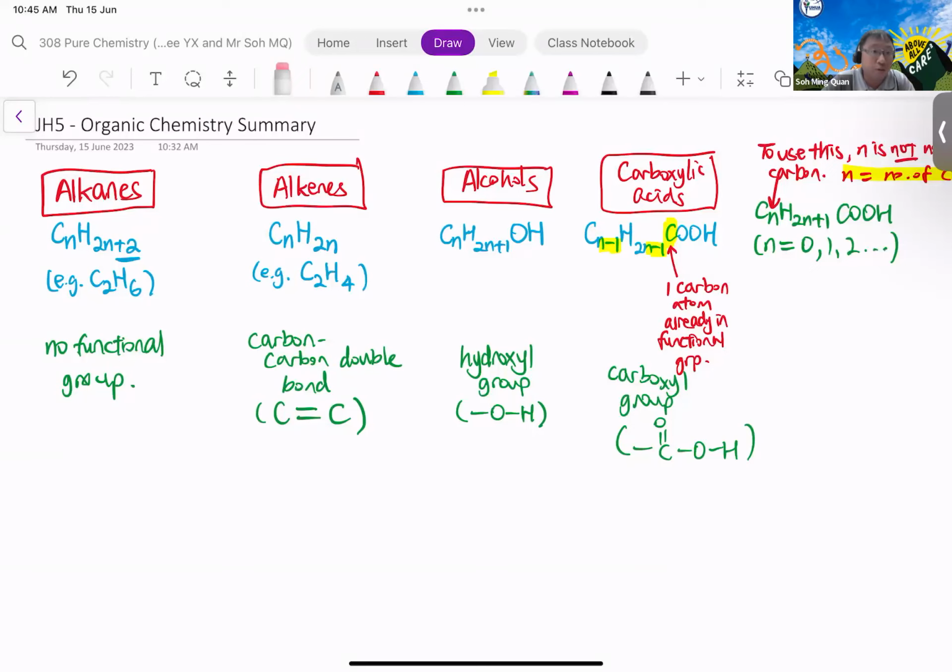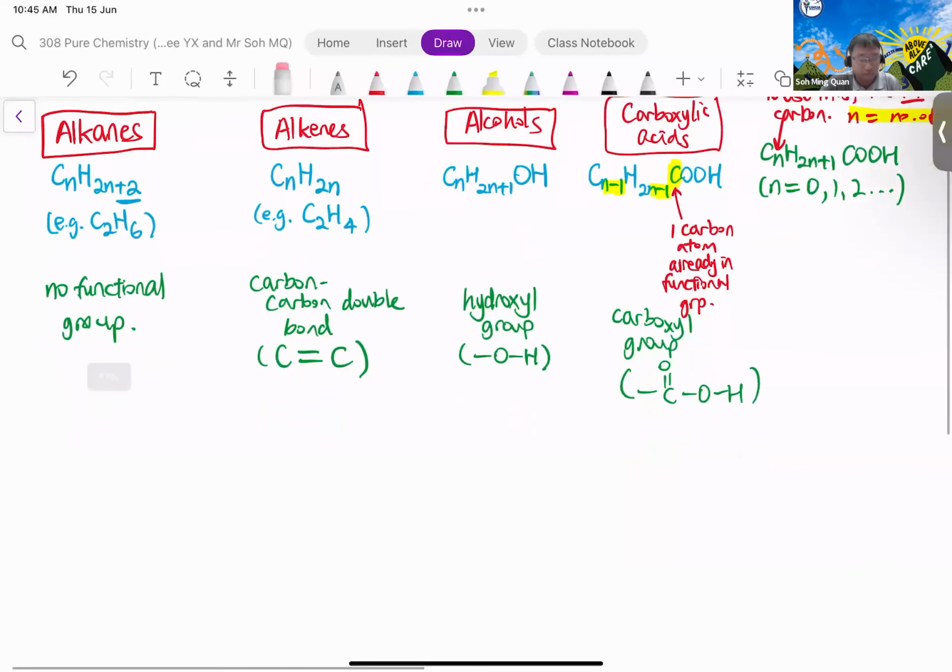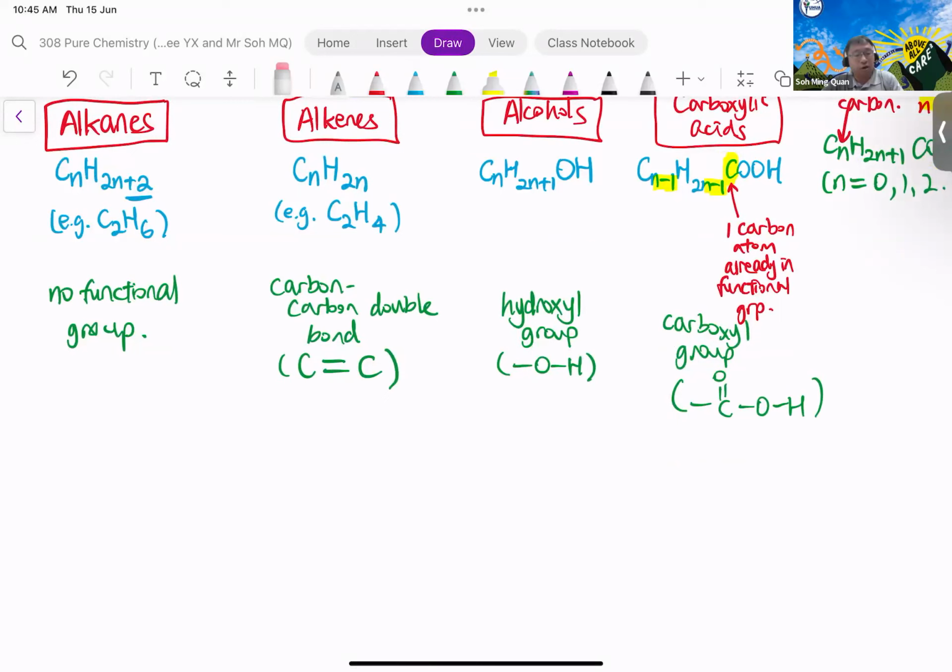Okay, so we have finished the general formula and the functional groups of these homologous series. So now we're going to move on to a few more things before we go on to the reactions. So based on the functional groups, we are able to say whether something is a saturated hydrocarbon or unsaturated hydrocarbon. So alkanes are saturated hydrocarbons. So you need to know what the term means. Saturated means there is no carbon-carbon double bond.